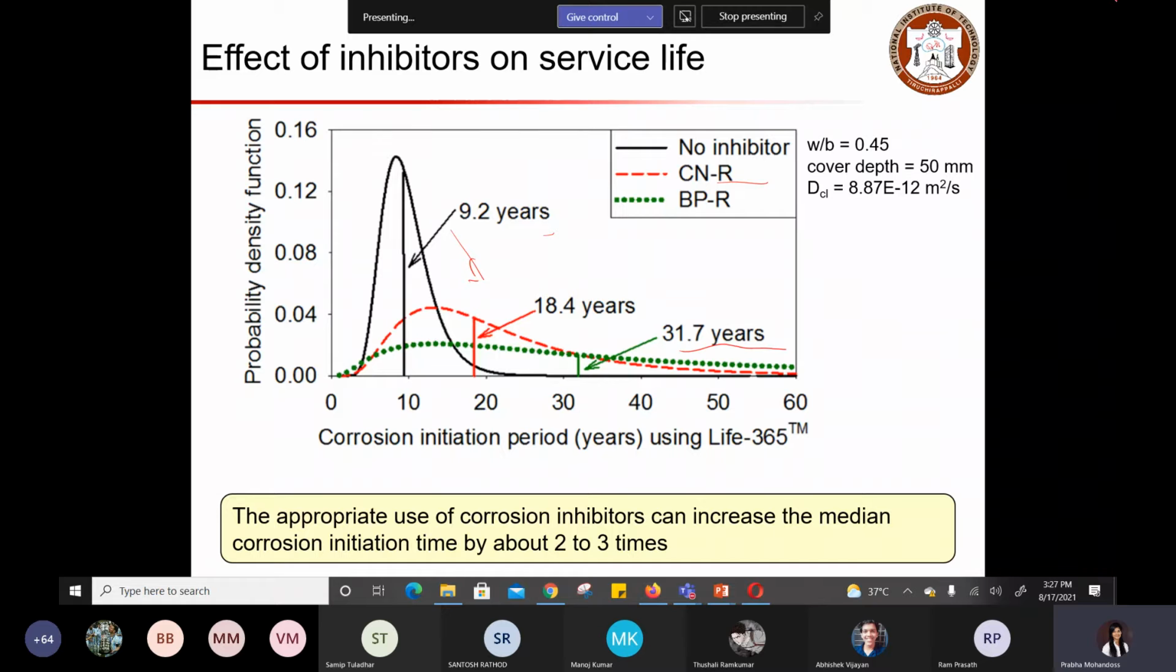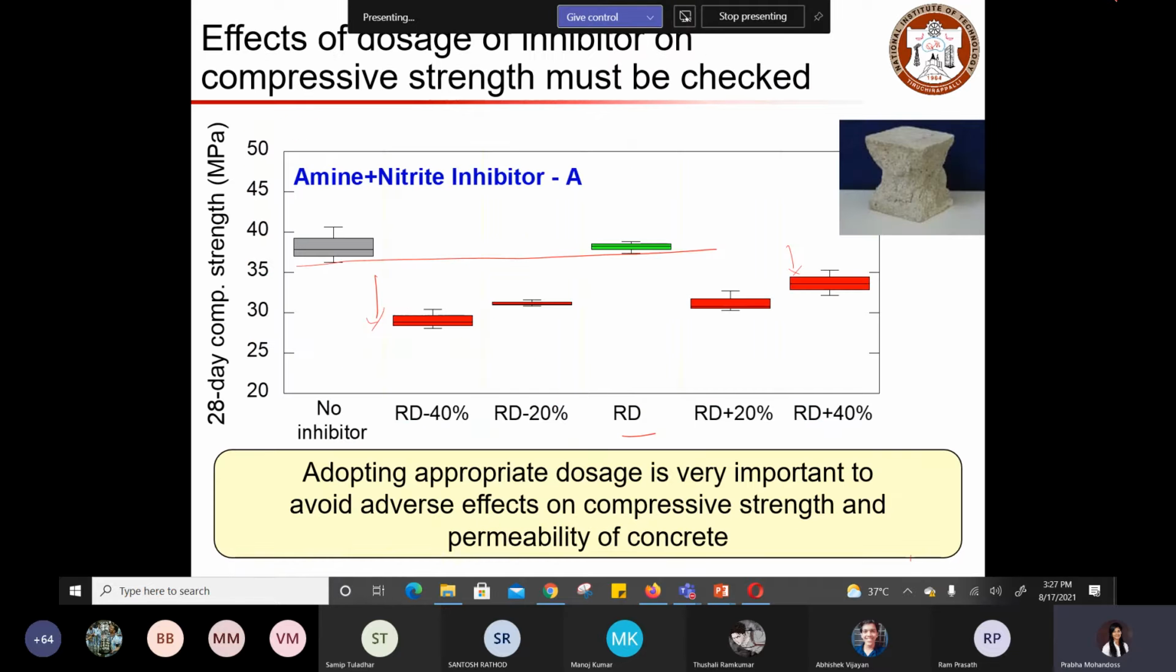So the center line basically indicates the median point, which indicates the corrosion initiation. In the x-axis you can see the corrosion initiation period plotted using the Life 365 software. So this is another example which indicates how the compressive strength of the concrete plays a major role, and how the dosage of inhibitor is going to affect the compressive strength of concrete, that is indicated here.